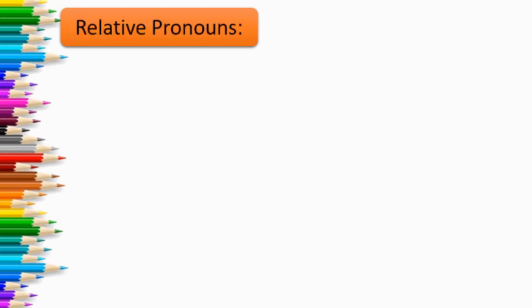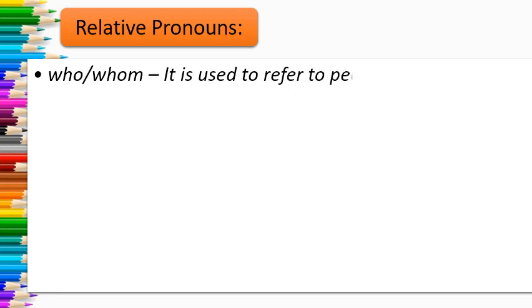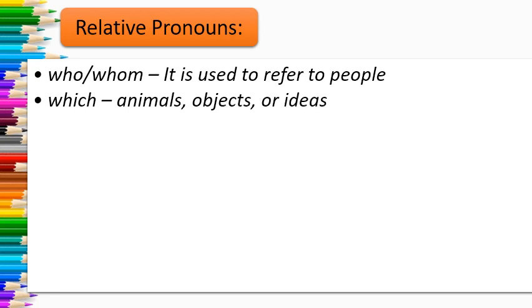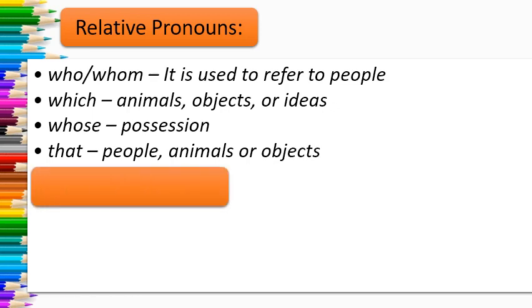Some relative pronouns and their functions: who or whom is used to refer to people. Which is used to refer to animals, objects or ideas. Whose is used to refer to possession, you can say belongingness. That is used to refer to people, animals or objects.